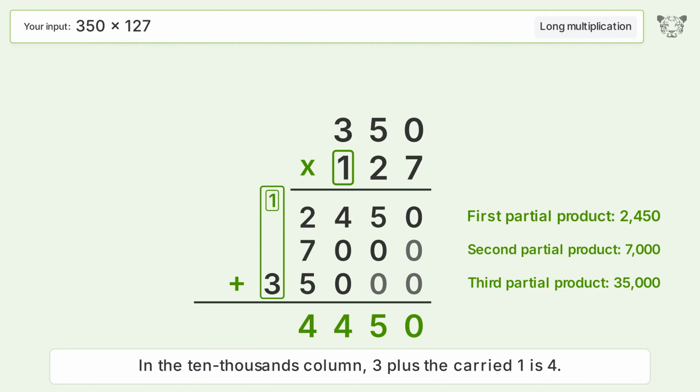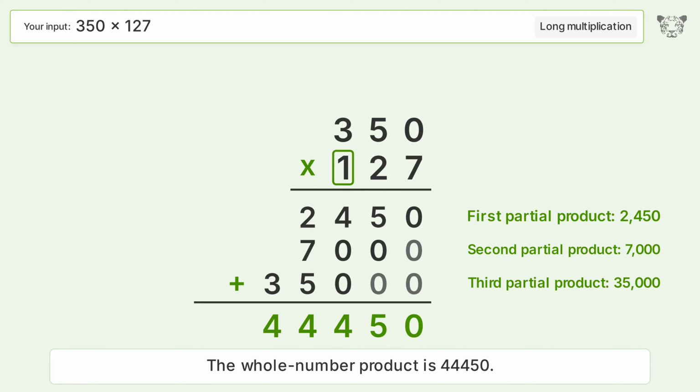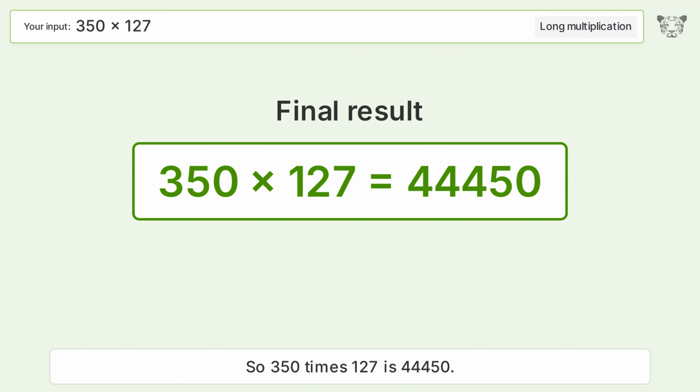In the 10 thousands column, 3 plus the carried 1 is 4. The whole product is 44,450. So 350 times 127 is 44,450.